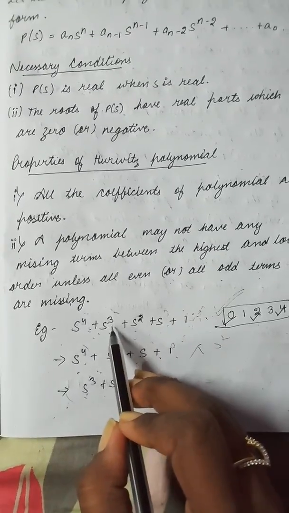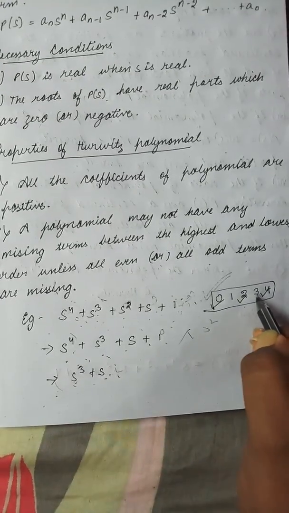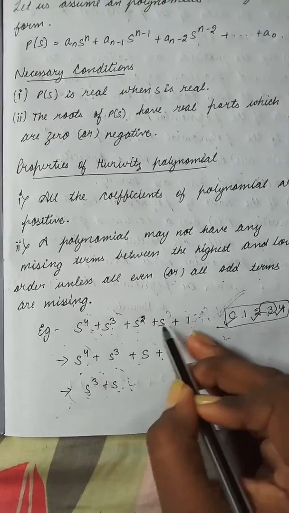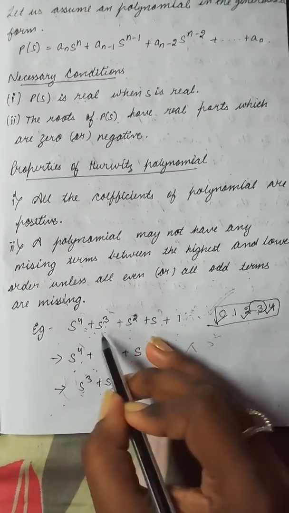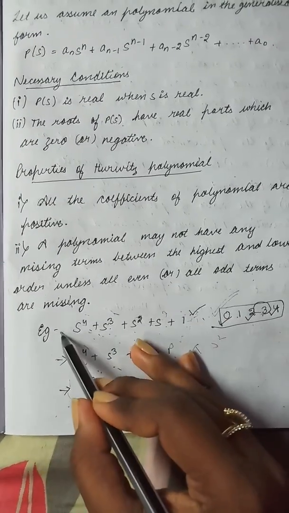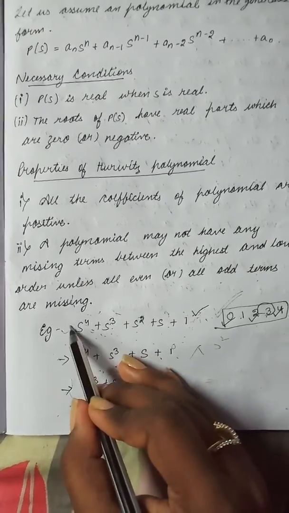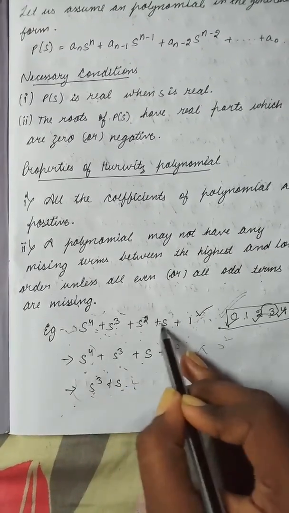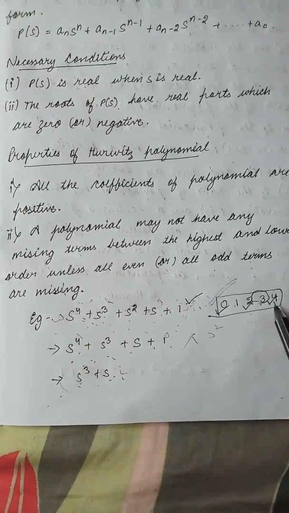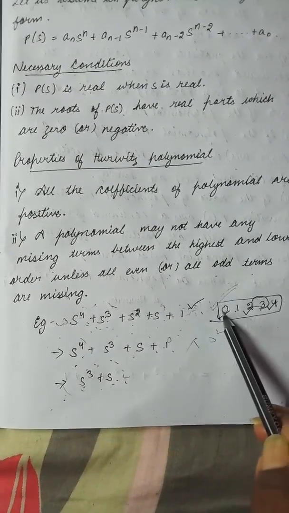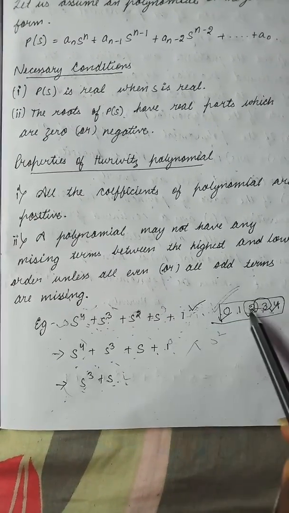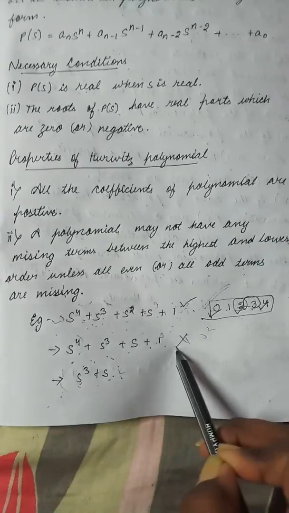If we talk about the odd terms, the highest degree of odd term is 3. So 3, then 1. So there are no missing terms among the odd terms. So this is a Hurwitz polynomial and all the coefficients are positive. Then second example, here the highest degree is 4, then the lowest degree is 0. Between 4 and 0, 2 is missing, so it is not a Hurwitz polynomial.